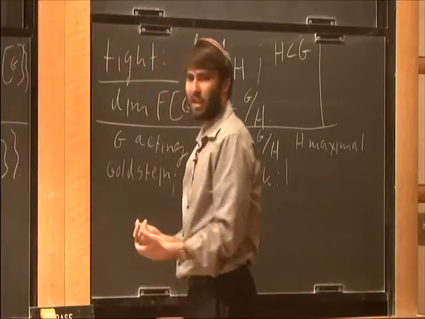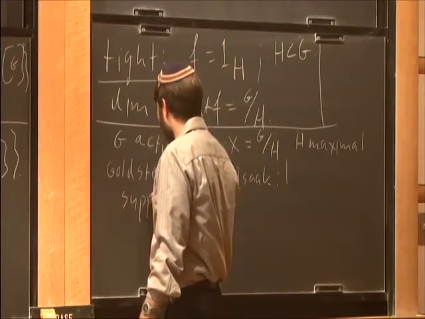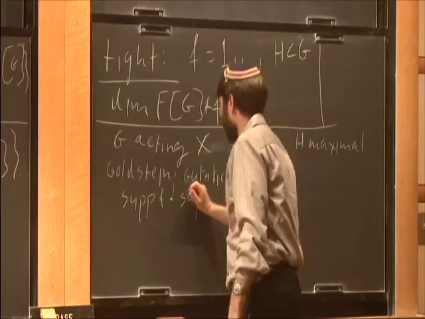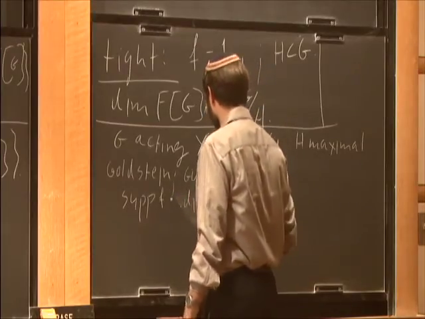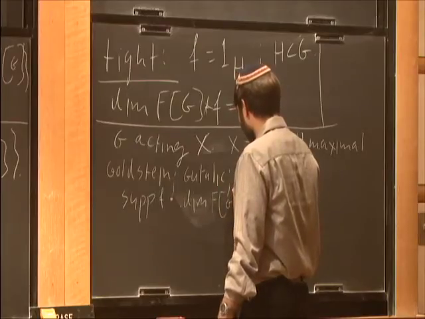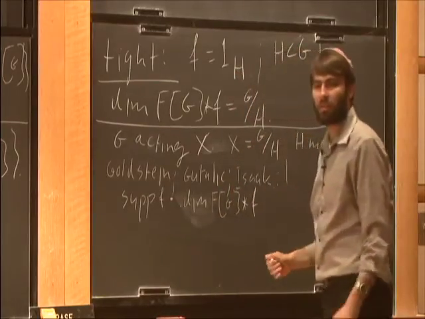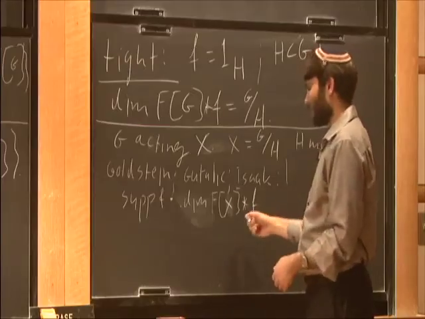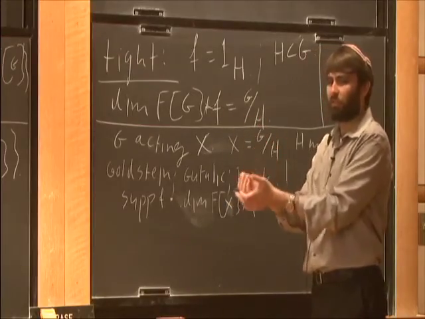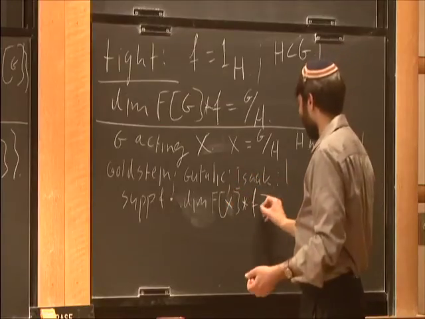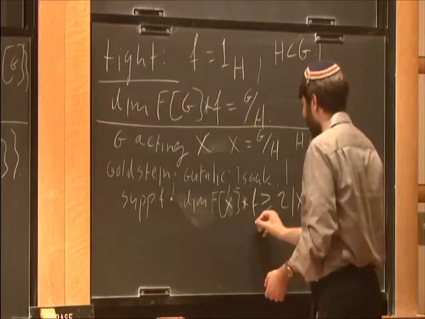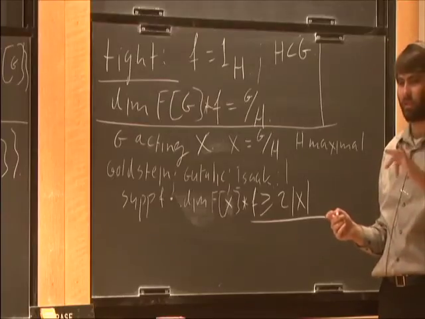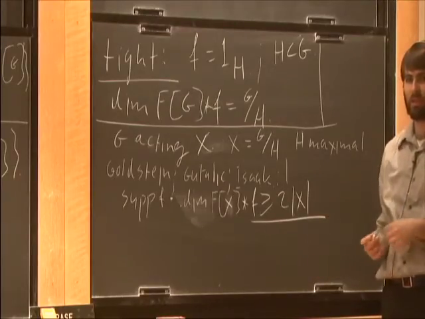But unfortunately, what we can get is the following: the support of f times the dimension of the module generated by f of g. Here it's just the module which is generated by this function f. In this case, what we can prove is only with this factor of 2, and this is again tight. And this is tight because if you have two transitive groups, then we can construct an example where it will be tight.